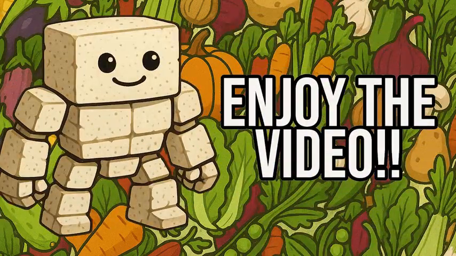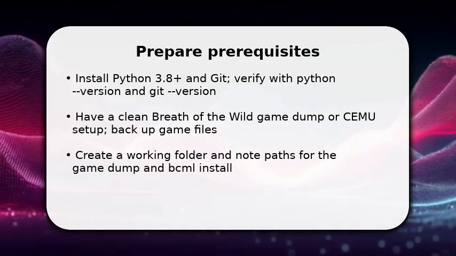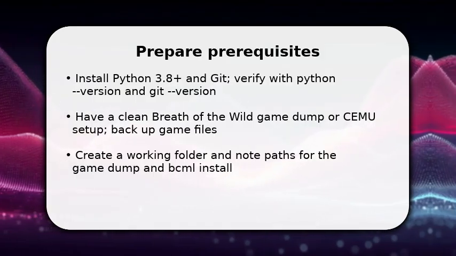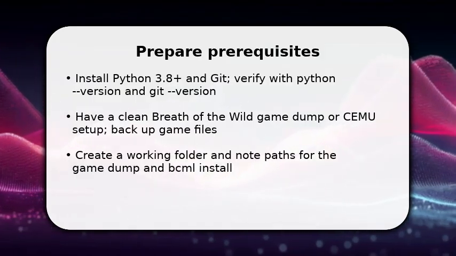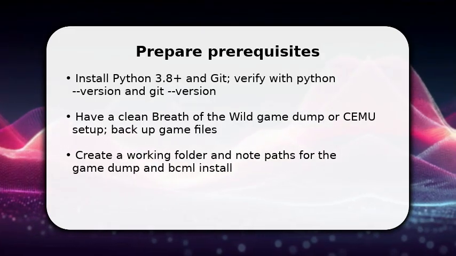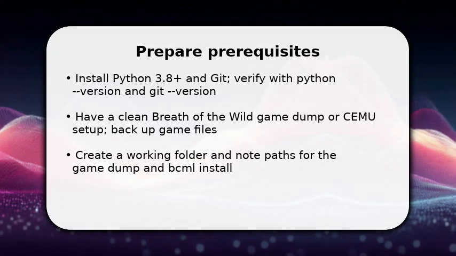Please enjoy the video. You start by making sure required software is ready. Install Python 3.8 or later and Git, then confirm both run from your terminal. Once done, prepare a clean game dump or BCML game folder and back up any files. You do not want to overwrite originals. Next, create a dedicated working folder and note its path.